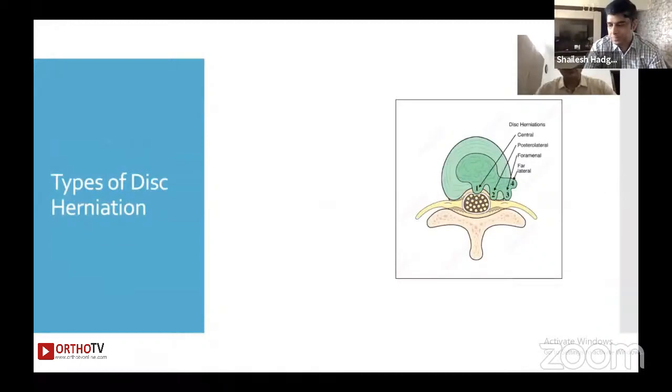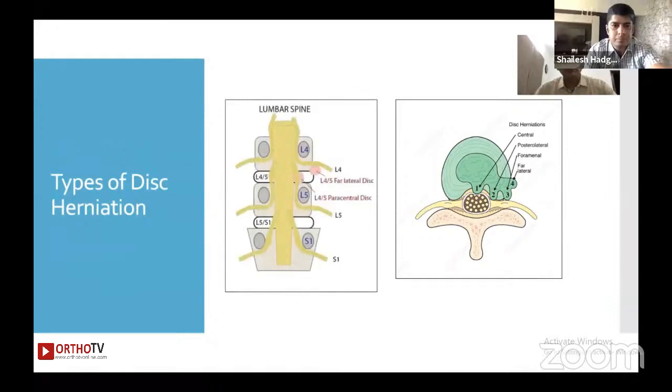A disc herniation may present as a central variety, a posterolateral variety, foraminal variety, or a far lateral variety as well. So if we take an example of the L4-5 disc herniation, a standard paracentral or posterolateral herniation is likely to catch the traversing nerve root, which is the L5 in this case. Whereas if it is an extraforaminal or a far lateral disc, then that same L4-5 disc would catch the exiting nerve root, that is the L4 nerve root. These concepts are quite basic and need to be understood very well so that you can target the appropriate nerve while recommending any treatment to your patient.